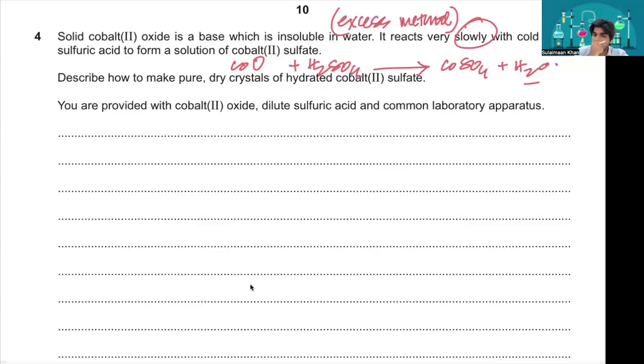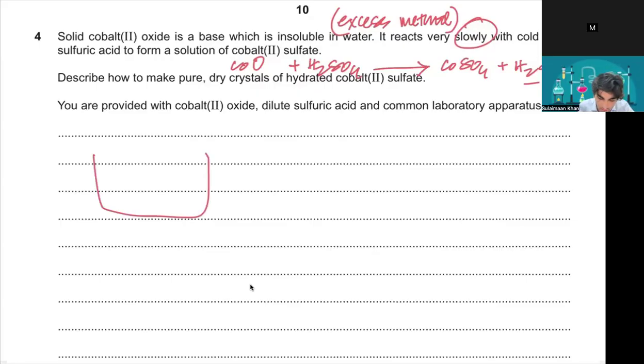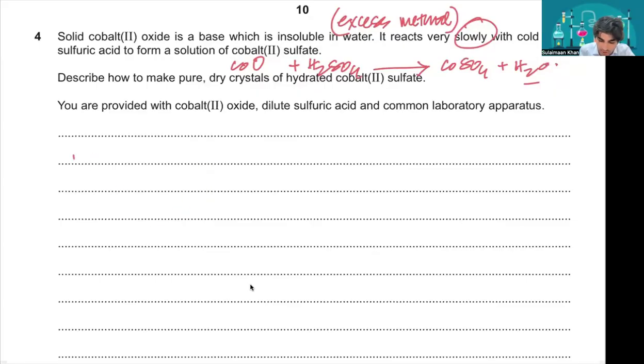Okay, let me draw the diagram. The diagram would look something like this. You have a beaker. You just need pure dry crystals, hydrated. Remember, it's hydrated, it's not anhydrous. You can't do titration because cobalt oxide is a solid, it's not aqueous. Titration needs 2 solutions. This is what students mess up all the time.